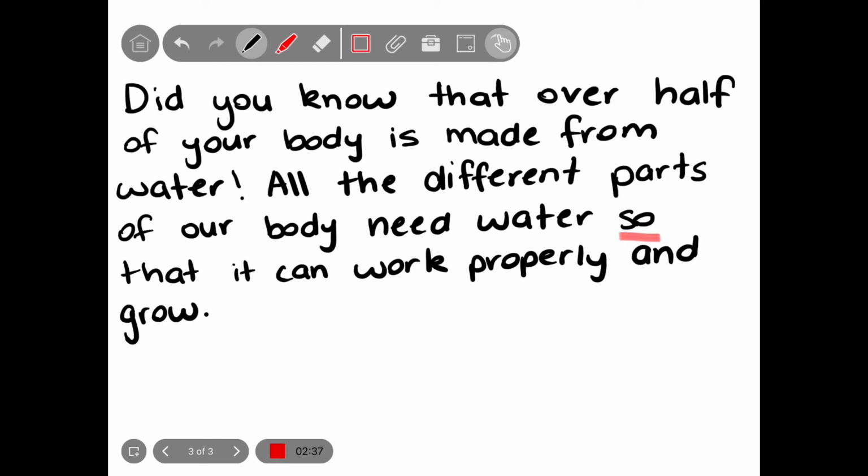Now, my last sentence for this paragraph, I'm going to tell you which parts of our body need the water the most. Water is so important for our skin, lungs, heart, and blood. So if I put those in there, this is going to help me write my next paragraph if I want to continue writing.